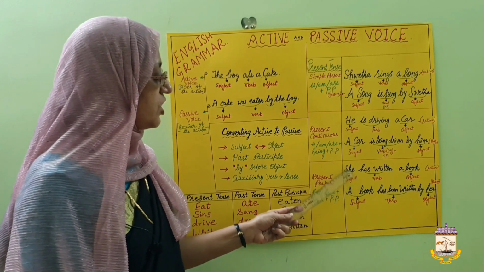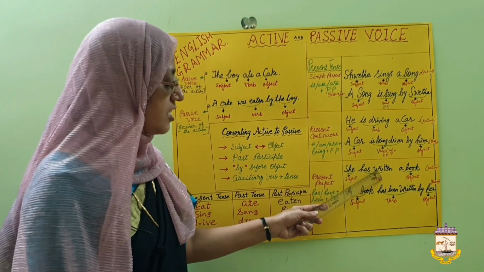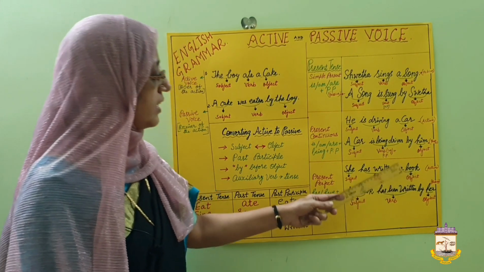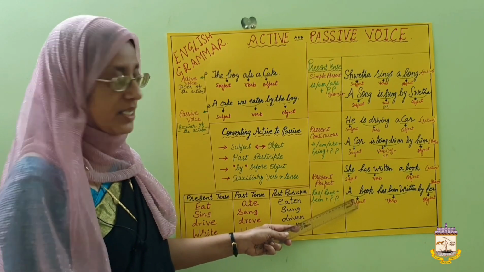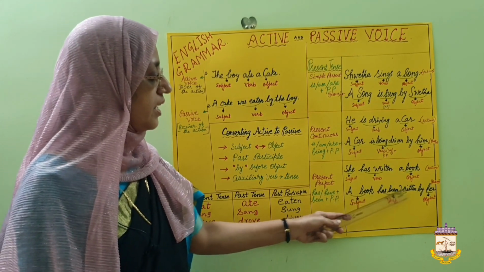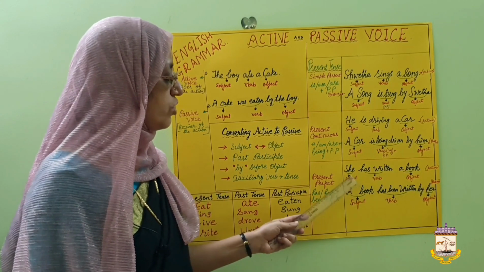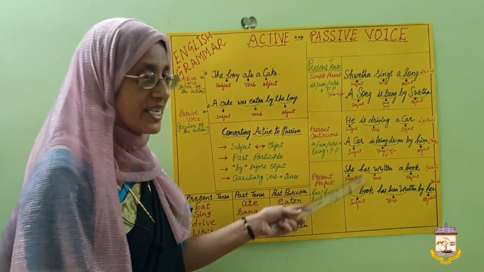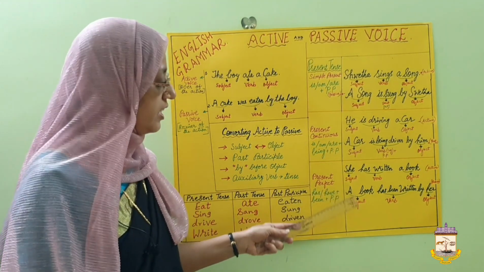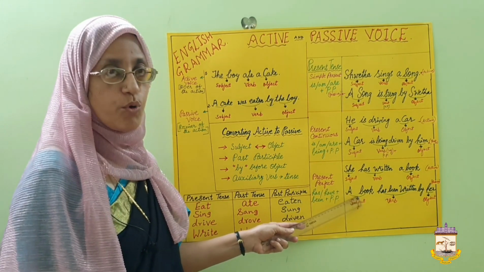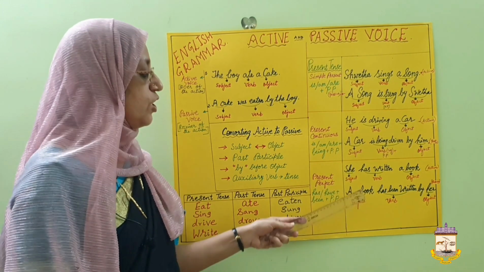So here she is the subject. Has written is the verb. A book is the object. So the book has become the subject here. A book has been written by her. So she being the subject is in the active and is the doer of the action. Here as the subject, a book is receiving the action. So it is passive.